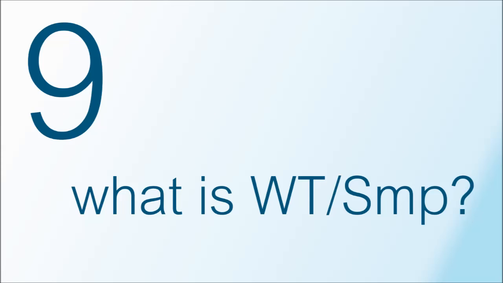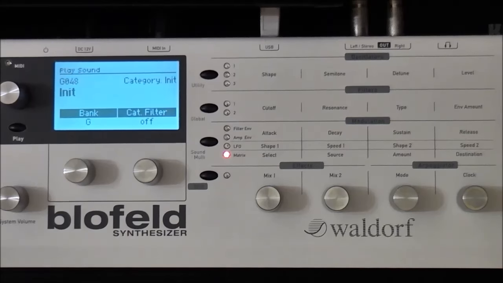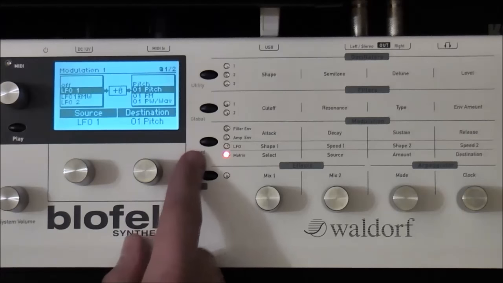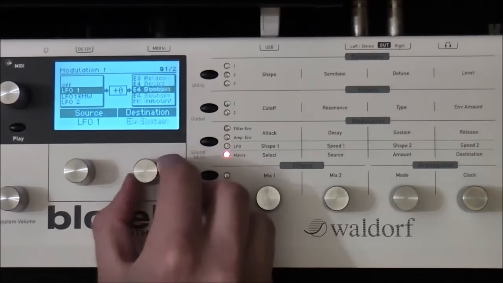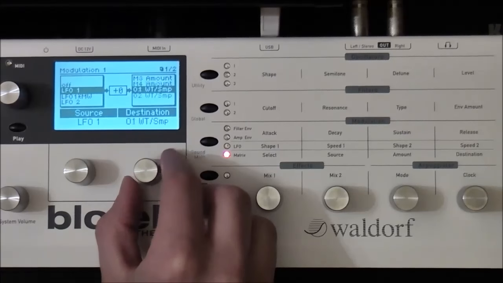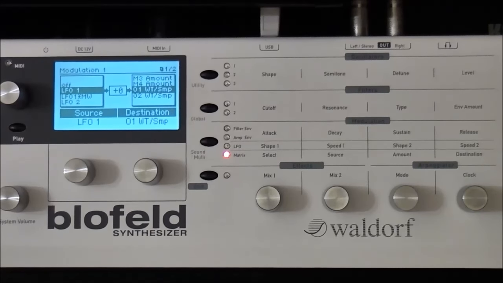9. What is WTSMP? The WTSMP modulation destination was added with a later firmware. It is not easy to understand what it does. When using a wavetable, it modulates the start position within the wavetable. Even if you apply a continuous modulator like an LFO, you get just a change per keystroke. Let's try a random LFO as a modulation source and compare PW wave and WTSMP. I will be triggering just one note again and again.